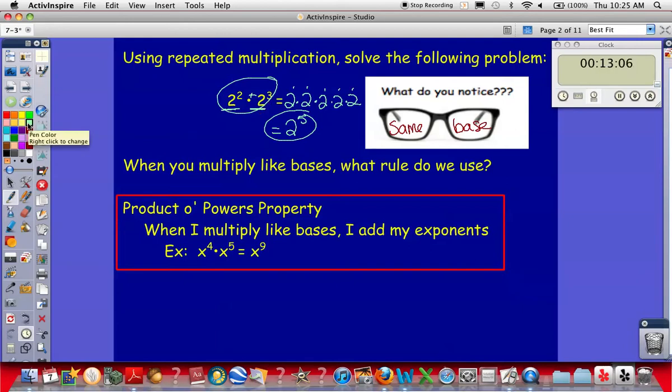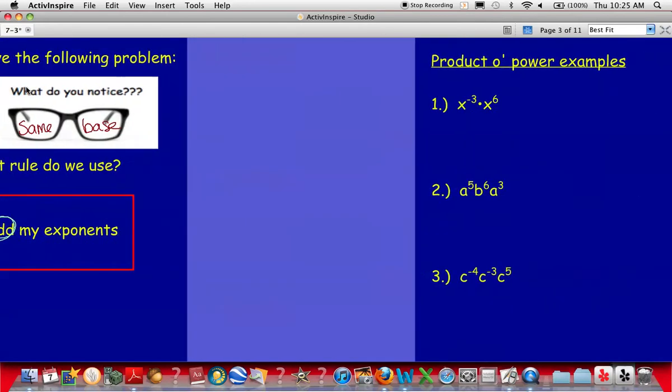So when you multiply, what rule do you use? Well, you're going to add your exponents. So your product of powers property, so what that means is product means multiplication, is when I multiply like bases, I add my exponents. So for example, x to the 4th, base of x, times x to the 5th equals 4 plus 5, x to the 9th. We're just going to do a couple of examples together.